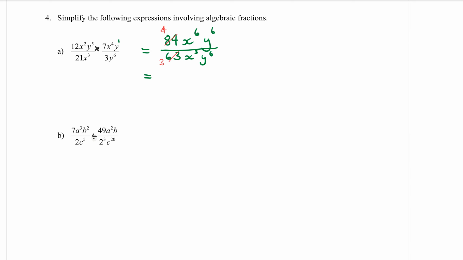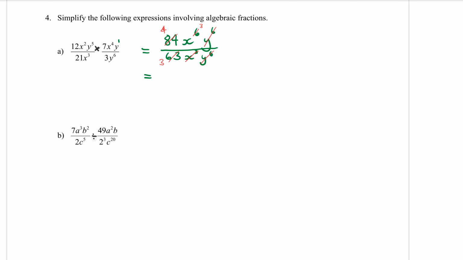So the divide line means I'm subtracting the powers. So I can subtract 3 from here. So 6 take away 3 is 3. What happens if I subtract 6 from 6? 6 take away 6 is 0. Or in other words, those y's cancel completely away. I cancel all 6 on the top with all 6 on the bottom and the y's are completely gone.